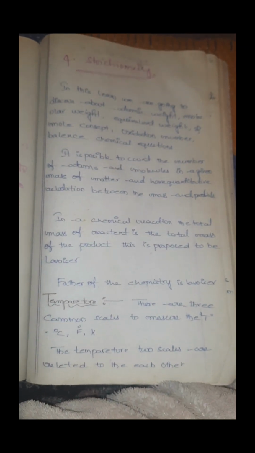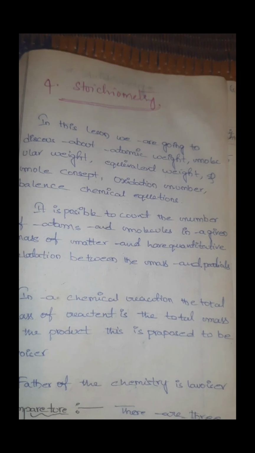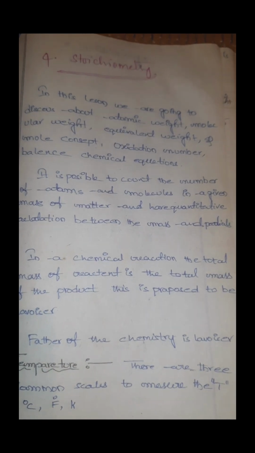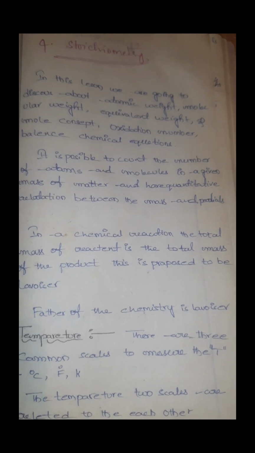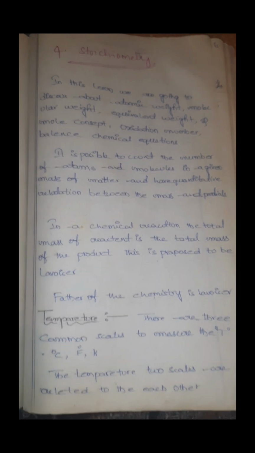This is the fifth lesson of intermediate first year: stoichiometry. In this lesson, we are going to discuss atomic weights, molecular weights, equivalent weights, mole concept, oxidation number, and balancing chemical equations. These are the major terms we will discuss in this lesson.